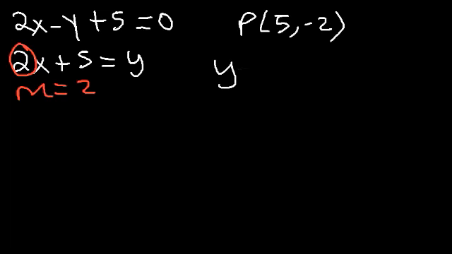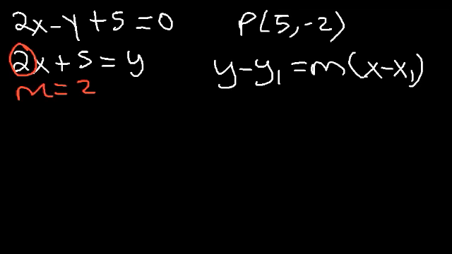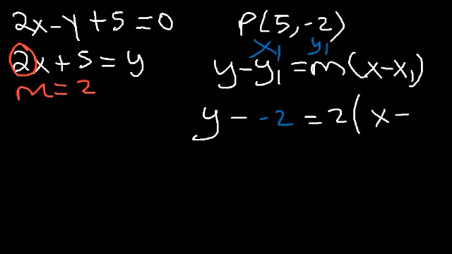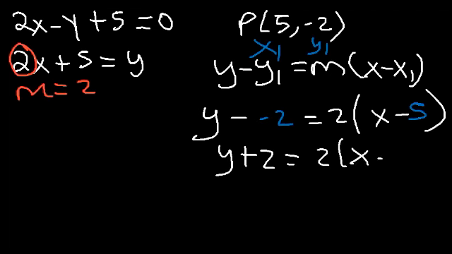So now we're going to write the equation in point-slope form. So let's use this equation. y1 is negative 2, x1 is 5. So y minus y1, which is negative 2, equals m, which is 2, times x minus x1, and x1 is 5. So y minus negative 2 is the same as y plus 2. So this is the equation in point-slope form.